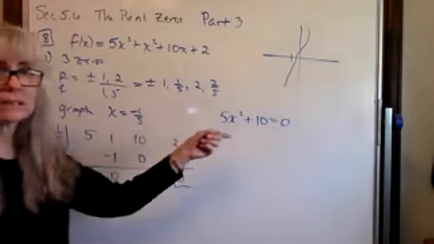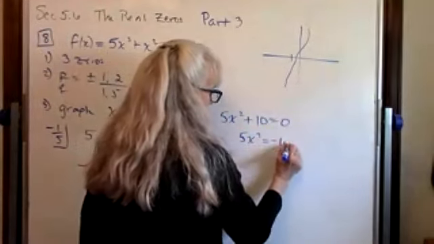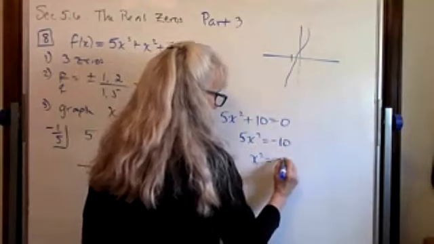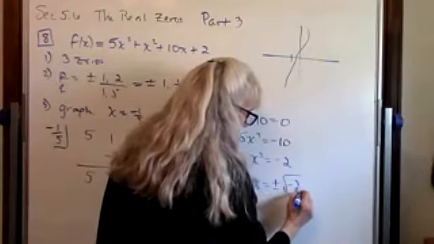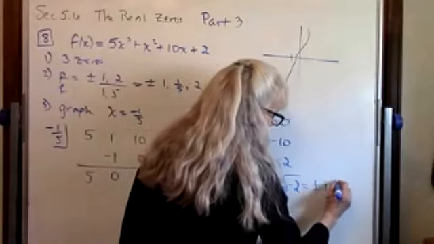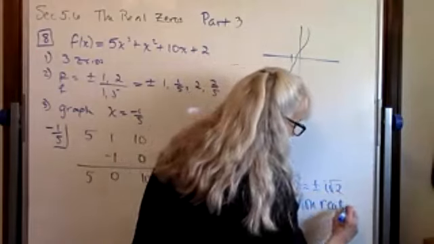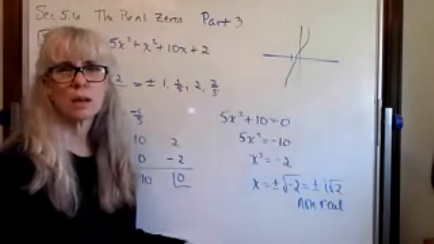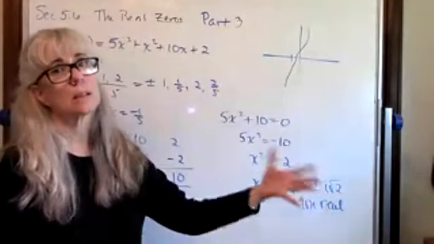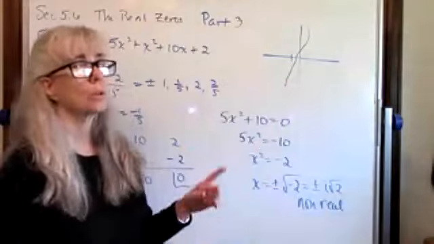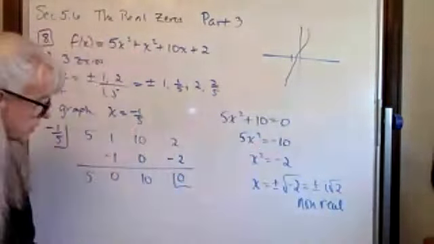Well, I'm going to set that to 0 and solve that. That'd be 5x squared equals -10. X squared equals -2. And then when we square root it, we get plus or minus the square root of -2, which is plus or minus i square root of 2. These are non-real. They are zeros, but they're non-real zeros. And your book separates these into the next section, 5.7. So as far as this section is concerned, we're only looking for the real zero, and the only real zero of this polynomial is this -1/5.